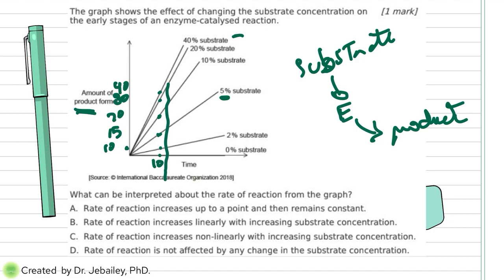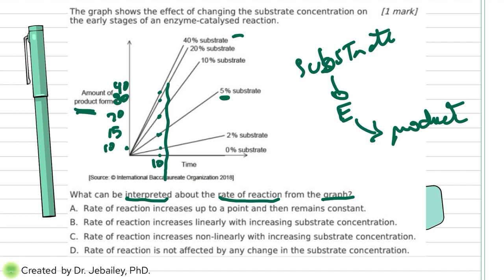Now, looking from this, let's look at the options that we have. It says, what can be interpreted about the rate of reaction from the graph? So we have to read these answer options very carefully. The first one we have here is the rate of reaction increases up to 5 points and then it remains constant. Just looking at that, it's saying the rate of reaction increases, that means it's making more product up to a point and then it remains constant.